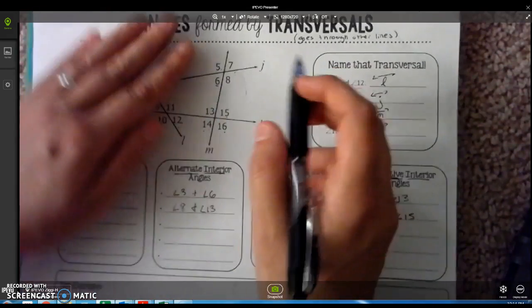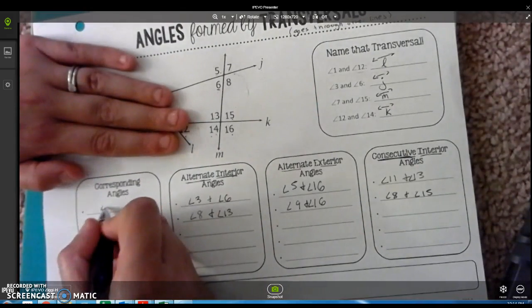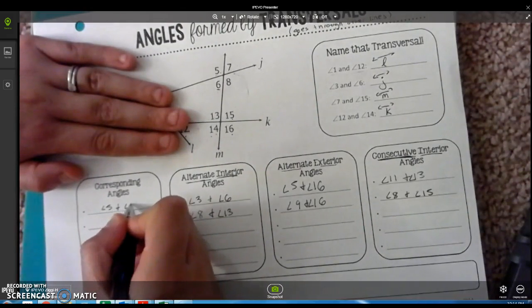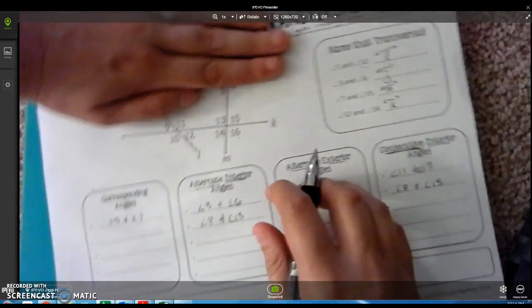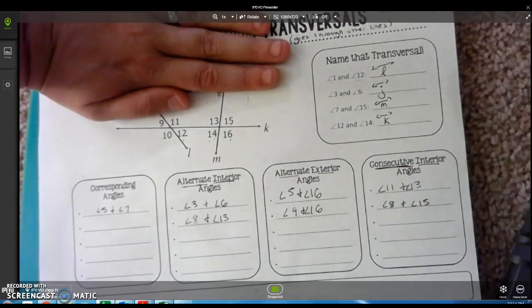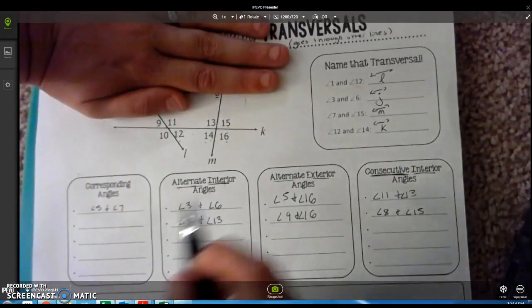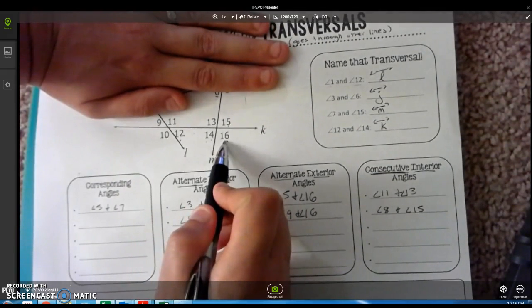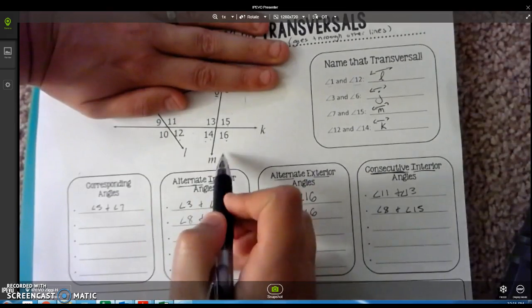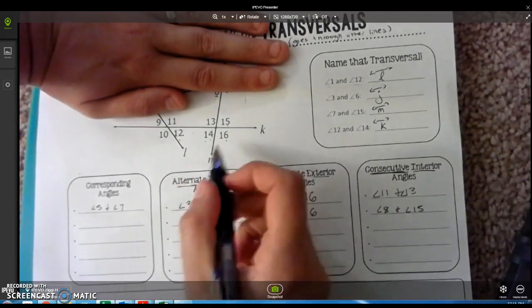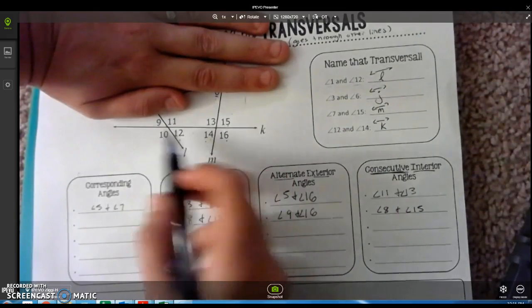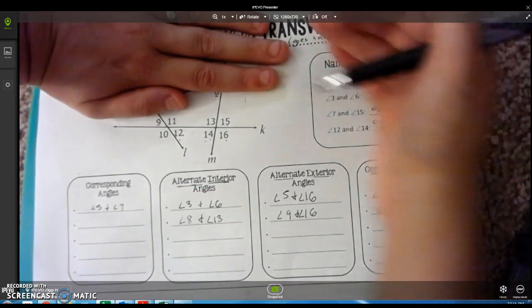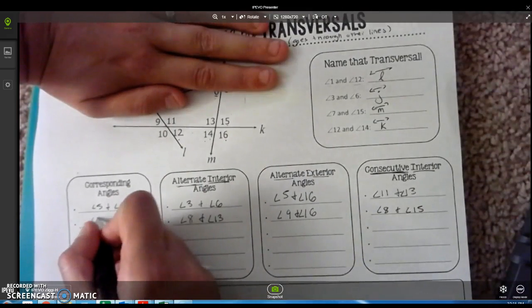So I'm just going to pick a couple out. Let's do angle 5 and angle 7. And then we'll go over here and do some on the transversal K. Once again, 12 and 16 would be one because they're on the bottom and on the right. 13 and 9 would be a pair because they're on the top and on the left. So let's do 9 and 13.